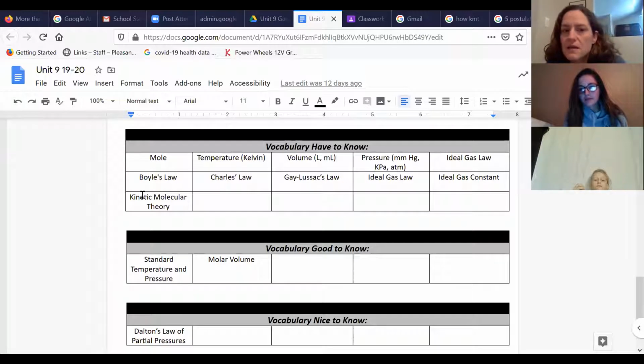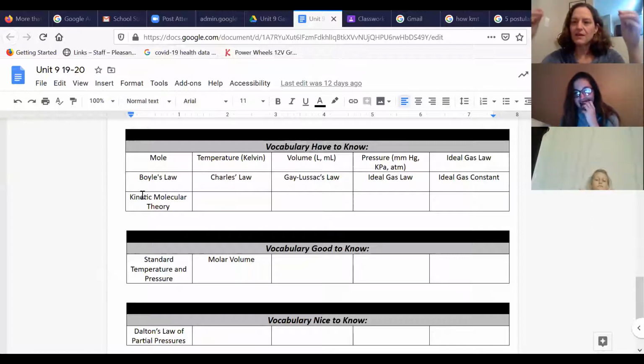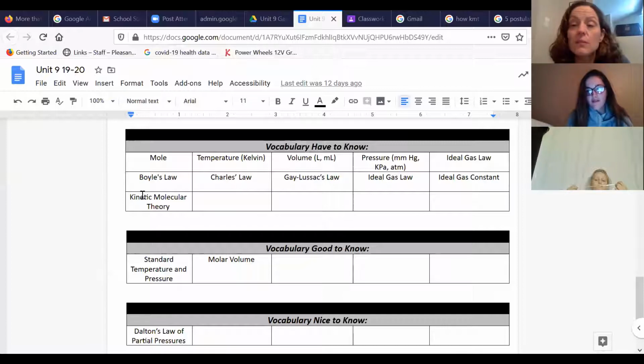Kinetic, guys, if I say kinetic, what's the first thing that y'all think of? Colby, what does kinetic mean? Movement. Yes, thank you. Yeah, kinetic means movement. So this is the movement of molecules.